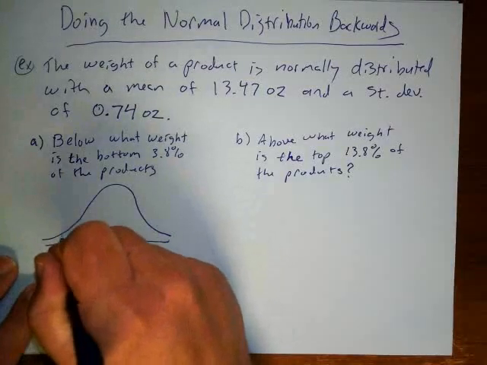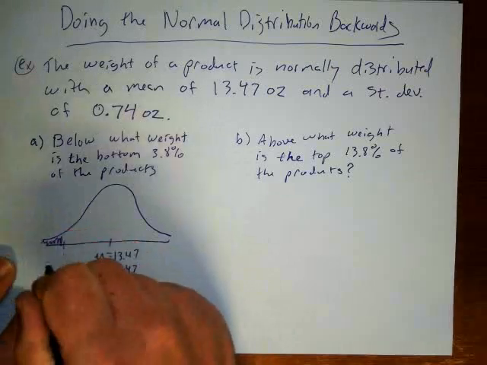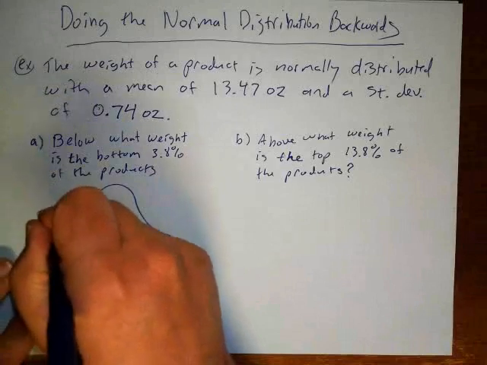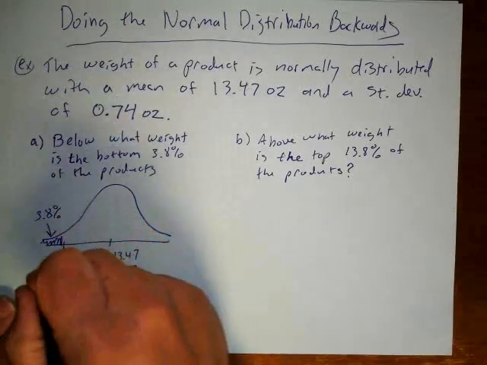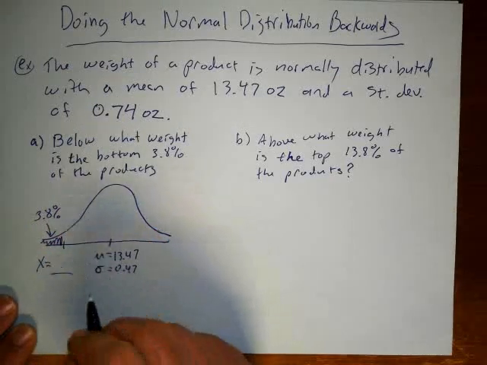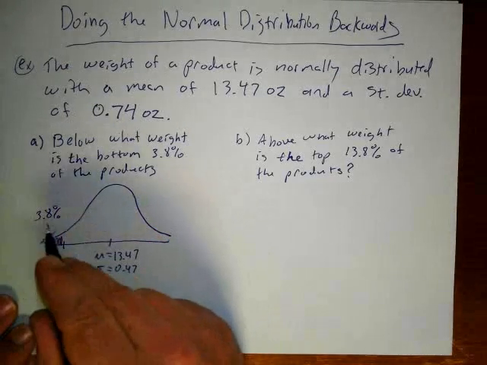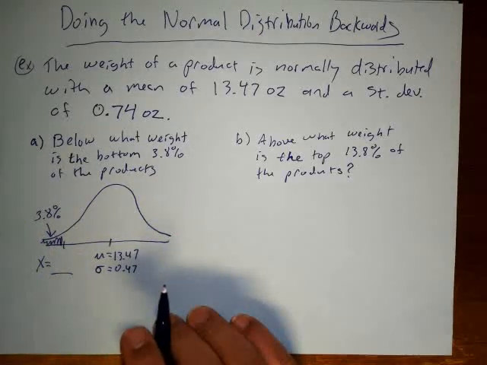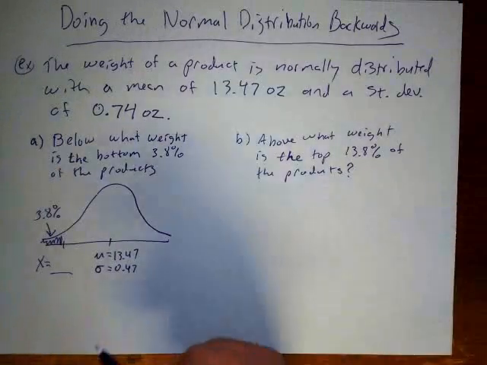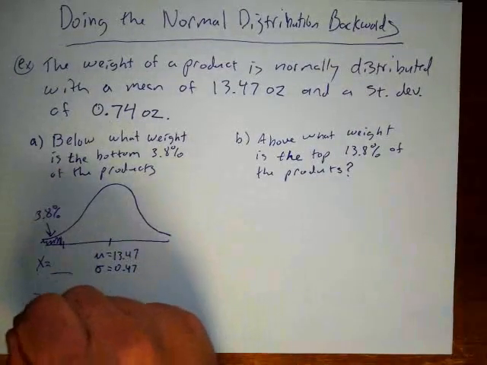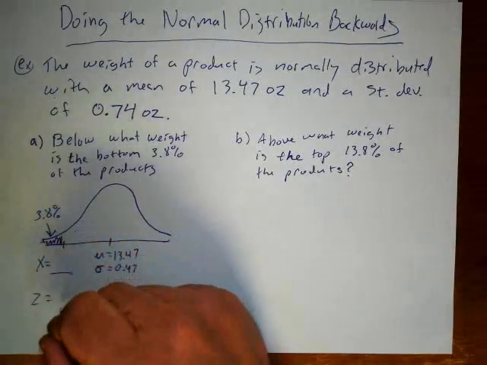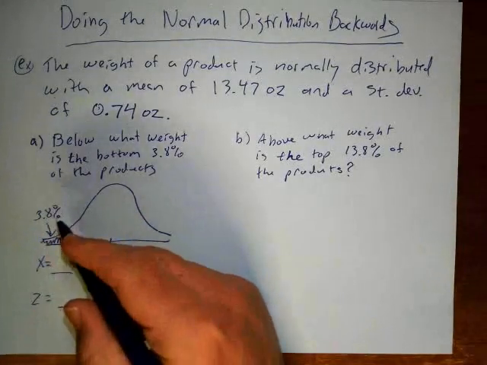So this little bit over here, where this percentage is like 3.8%, and what we want is the weight here, something below 13.47 ounces. That's going to give me kind of that cutoff that separates the bottom 3.8% from all the ones above it. So what I'm going to do is find the z-score just like I did before. What z-score has 3.8% below it?